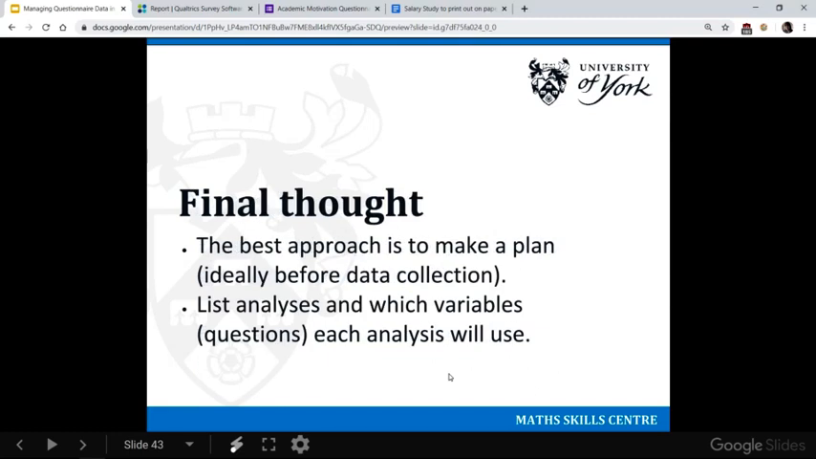My final tip is to make a plan of the analyses you're going to do, and ideally make that plan even before you collect the data. I've seen some students actually write out the analyses that they're going to do, so the test they're going to use, and then which variables they're going to put into that test, and what questions they're going to get those variables from. That saves you a lot of tears at the end when you have all this data and you don't know what to do with it.